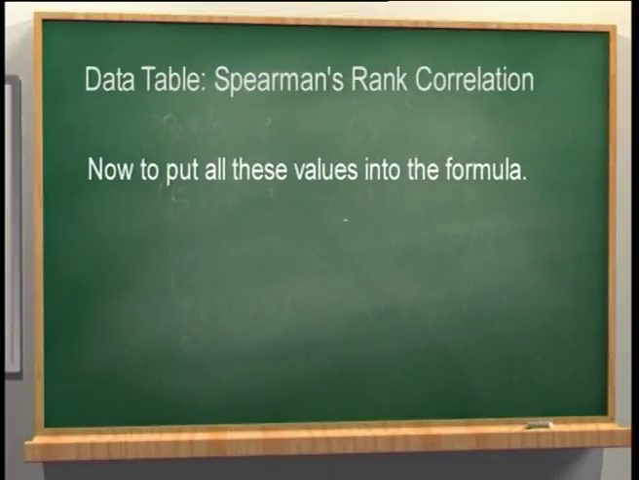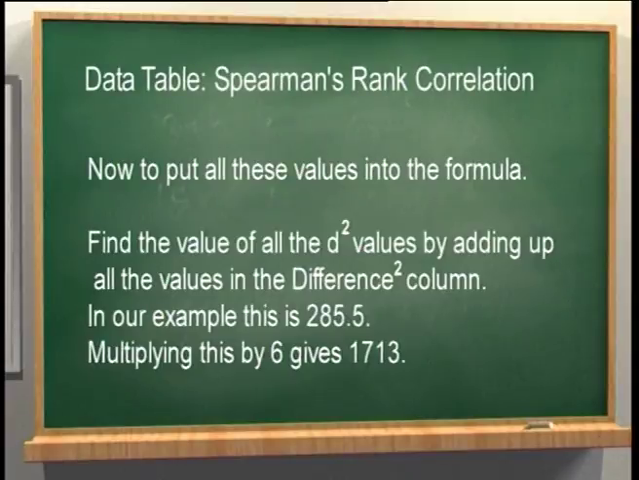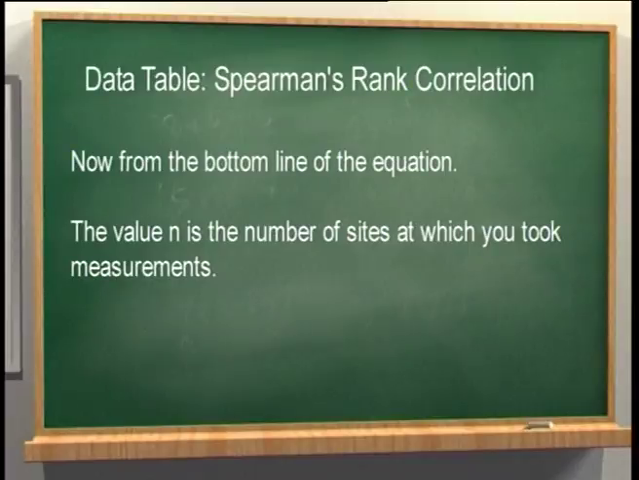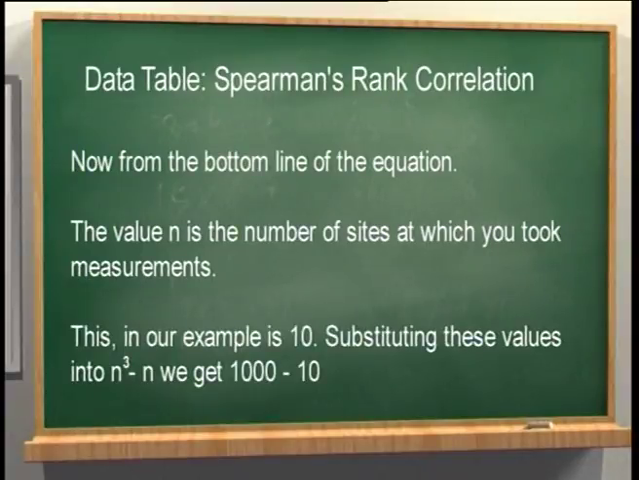Now put all these values into the formula. Find the value of Σd² by adding up the values in the difference squared column. In our example, this is 285.5. Multiplying this by 6 gives 1713. Now, from the bottom line of the equation, the value n is the number of sites at which you took measurements. Substituting these values into n³ - n, we get 1000 - 10.